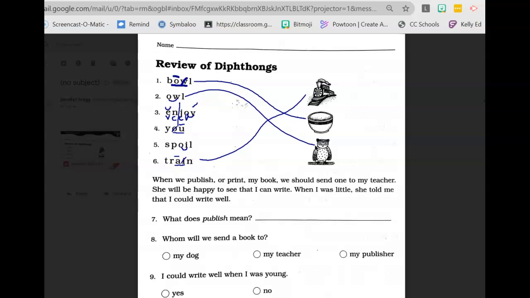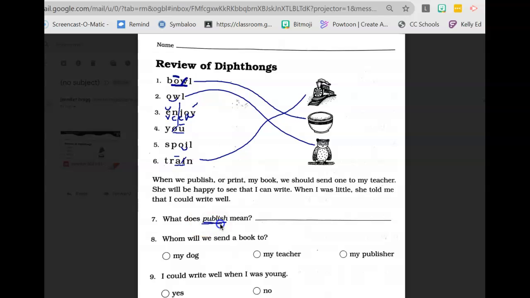Now let's read our story and answer our questions. When we publish or print my book, we should send one to my teacher. She will be happy to see that I can write. When I was little, she told me that I could write well. Number 7, what does publish mean?